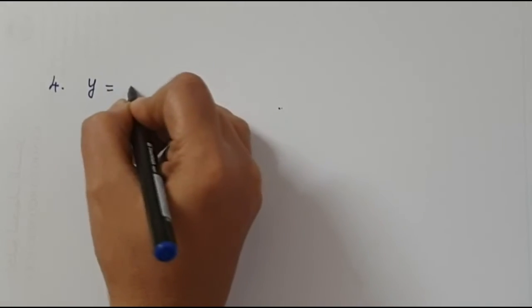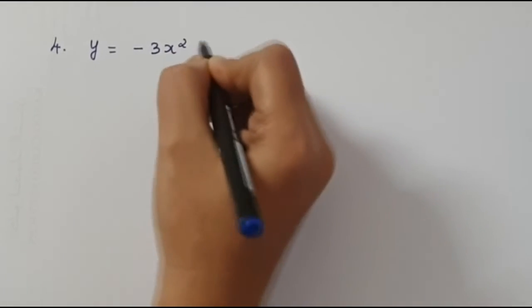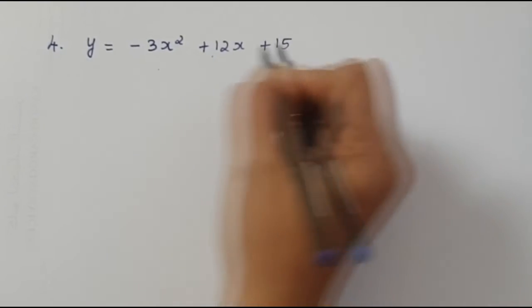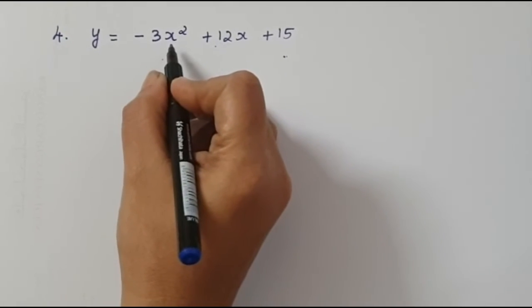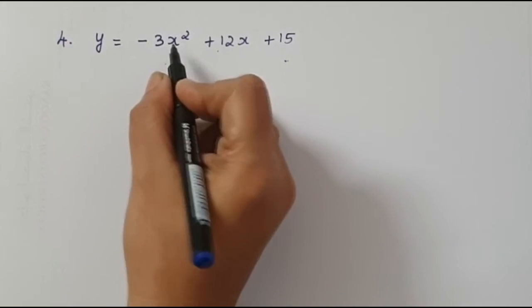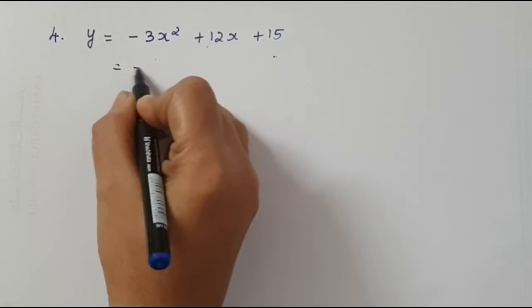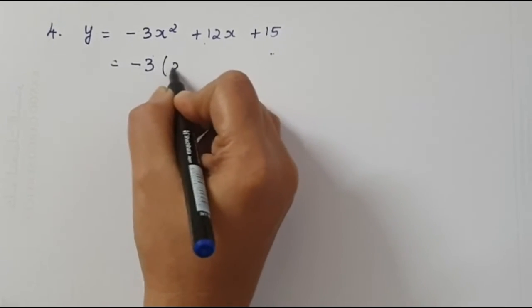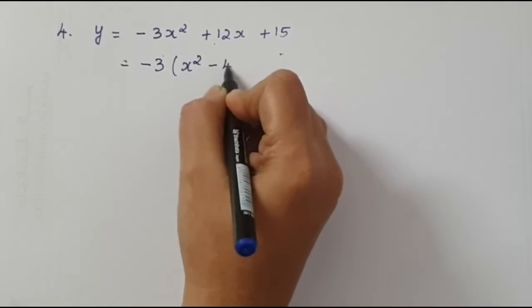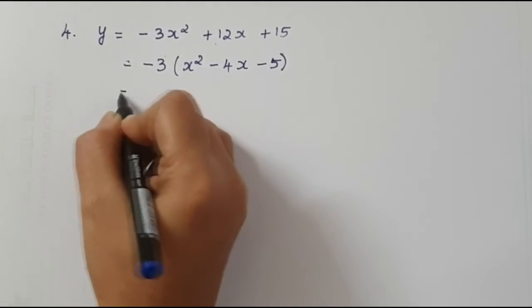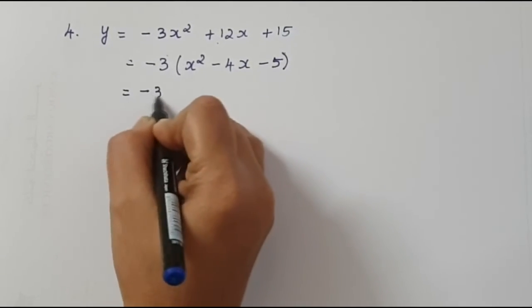Now we'll see the fourth question. Y equal to minus 3x squared plus 12x plus 15. This x squared has a coefficient of negative 3. So now let us remove that negative 3 outside. So minus 3 into x squared minus 4x minus 5. Now we proceed the same way as we were doing before.